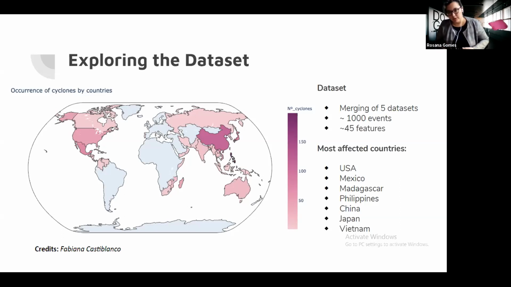So we started then to explore the data set, and in the first part, we can just have a look into how, given the data that we have available, it is distributed around the world. So we can see in this color scale here in pink that the darkest parts are the most affected countries. In America, mostly United States and Mexico are the most affected by cyclones, but of course we also have some parts in Central America. We also have some countries affected in the south of Africa and especially Madagascar. And in Asia, we have several countries affected, and especially China, the Philippines, Japan, and Vietnam. So we can go to the next slide.